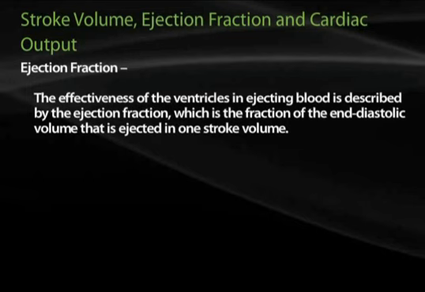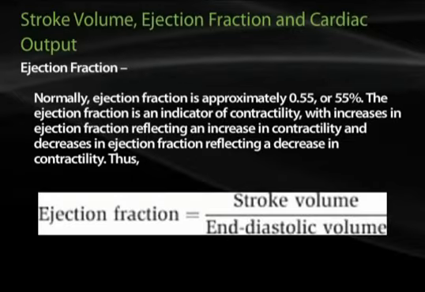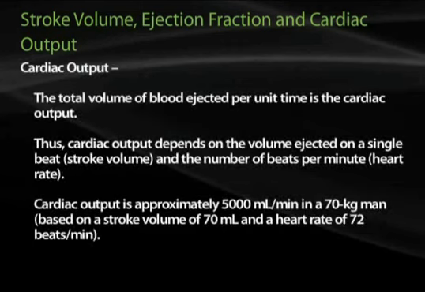The ejection fraction is the effectiveness of the ventricle in ejecting blood. This is the fraction of the end-diastolic volume that is ejected in one stroke volume. Normally, the ejection fraction is approximately 55%, or 0.55. The EF is an indicator of contractility, with increases in EF reflecting an increase in contractility, and decreases in EF reflecting a decrease in contractility. Thus, the EF is equal to the stroke volume divided by the end-diastolic volume.